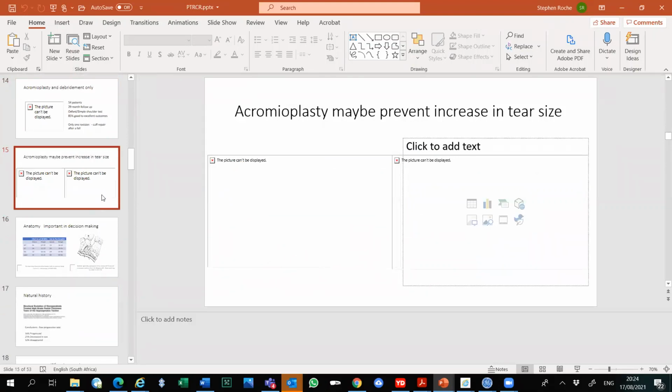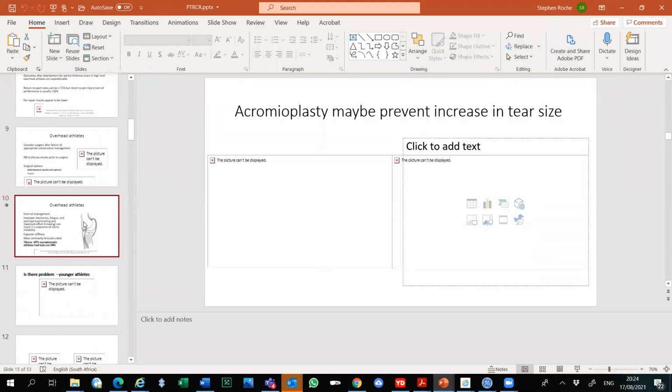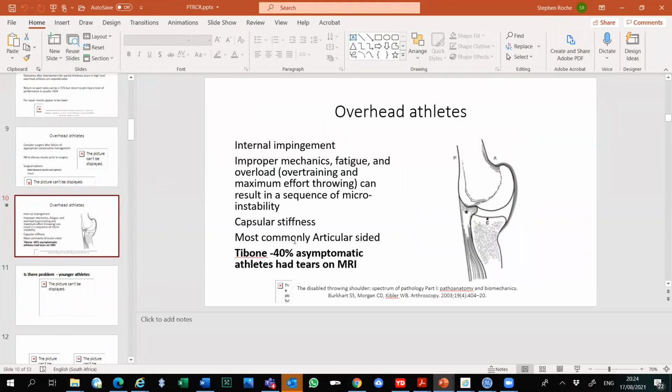Okay, so if we go to the partial thickness cuff tears, 40% of athletes, in this study by Tibone, 40% of athletes have rotator cuff tears on MRI. They are asymptomatic.